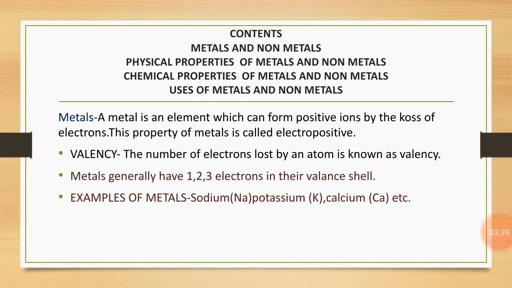There are some examples of metals also. For example, first one is sodium. The symbol of sodium is Na. Second one is potassium. The symbol of potassium is K. Third one is calcium. The symbol of calcium is Ca. There are so many examples of metals, of which some are given here, and the symbol is also given. So we must know the examples and the symbols of these metals.